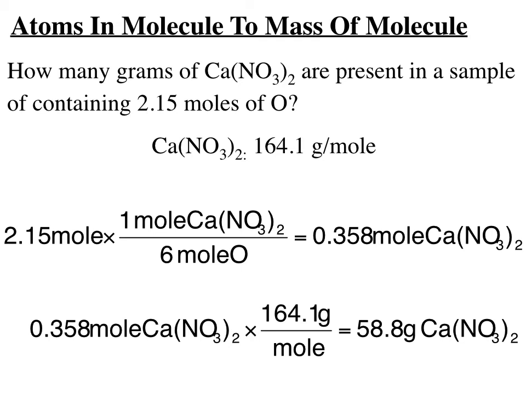So once I have my moles of calcium nitrate, I line the conversion factor of the molar mass up so that I cancel moles in my moles of calcium nitrate, meaning I multiply by the molar mass. That says take 0.358 times 164.1, divide by 1, and I find 58.8 grams of calcium nitrate.